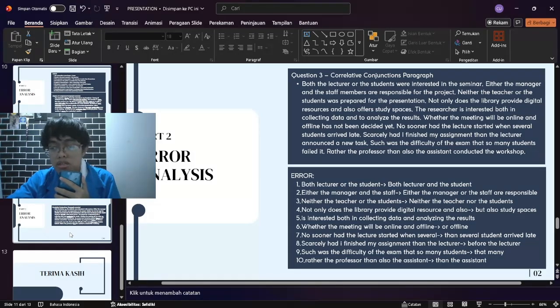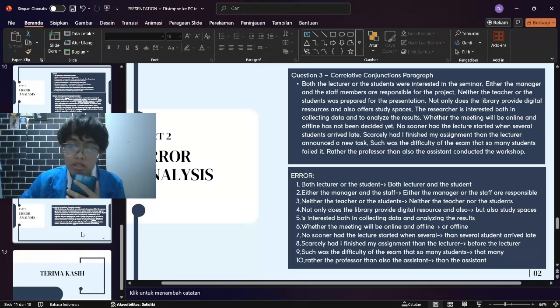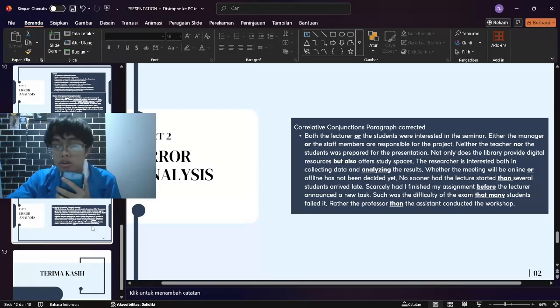The 10th, rather the professor than also the assistant, change it to than the assistant. So it's just a rather than situation. So instead of than also, use than the assistant, because in a rather than situation you don't need an also. And then these are the correct sentences.